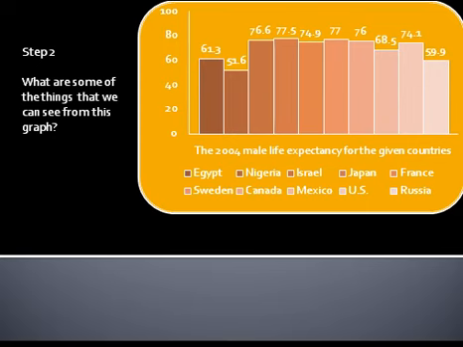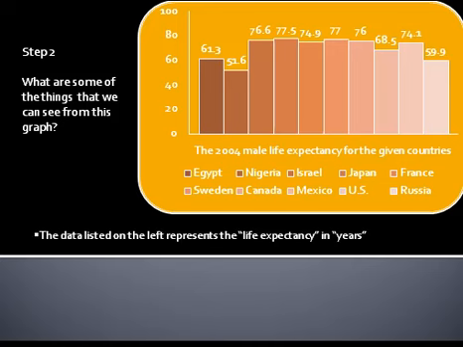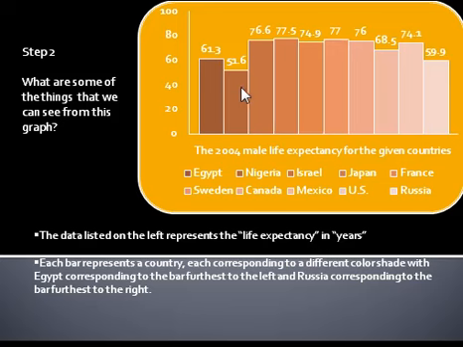Here's a graph of the data. What are some of the things that we can see from this graph? The data listed on the left represents the life expectancy in years. Each bar represents a country, each corresponding to a different color shade, with Egypt corresponding to the bar furthest to the left and Russia corresponding to the bar furthest to the right.